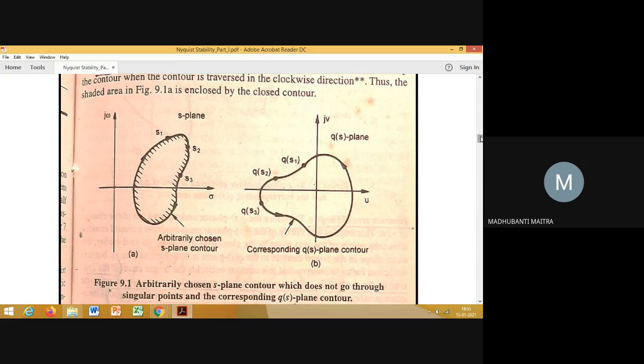If you don't understand the principle of argument, you won't be able to understand the Nyquist stability criterion, and you'll not be able to apply the same. So try to understand the principle of argument clearly. If you have any doubt, please feel free to ask, and please interact. So far, is this clear?